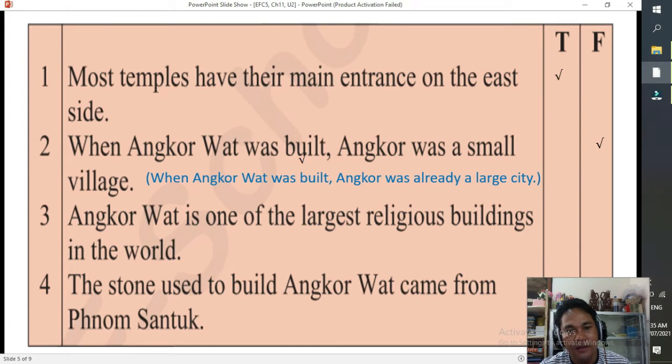Suryavarman II for the Hinduism, right? Yeah. So it is right. Very good. It is right?